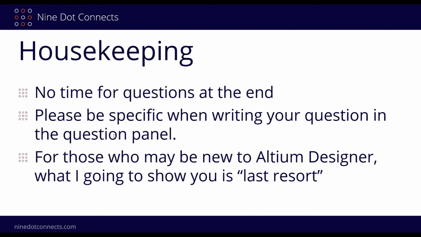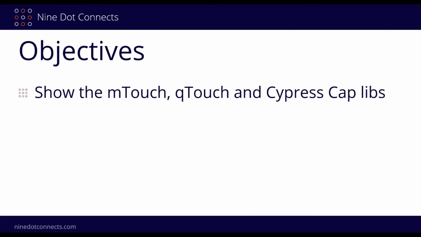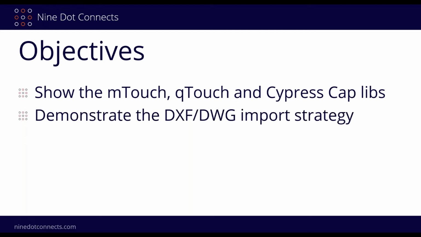All right, with that being said, my objectives. First and foremost, I want to talk about what they call touch libraries, the MTouch, QTouch, and Cypress, I think they call it the CapSense library. We'll talk about those that are in your Altium Designer, which have been there since 2011, as far as I remember. Then to demonstrate the DXF DWG import strategy, I think all of us have struggled with this, so I have a couple of tips and tricks that might make it a little easier for you to get it right, possibly the first time, if not, at least the second time that you try to import something in. I've got a couple of strategies I think you'll find useful.